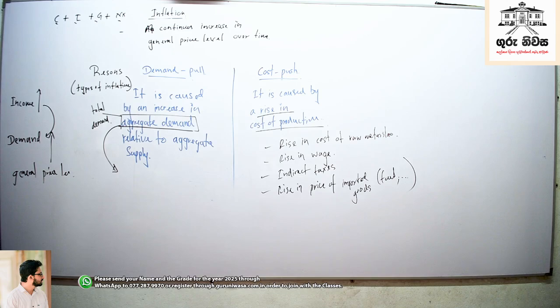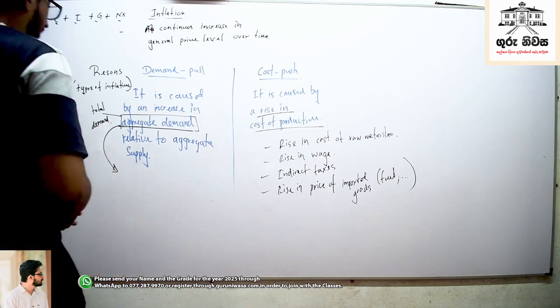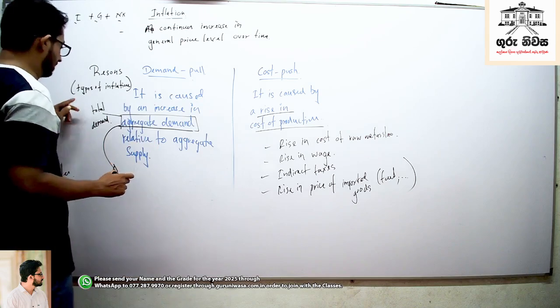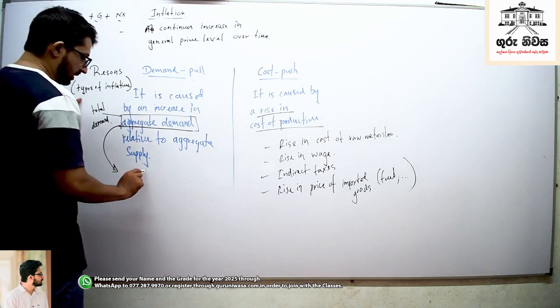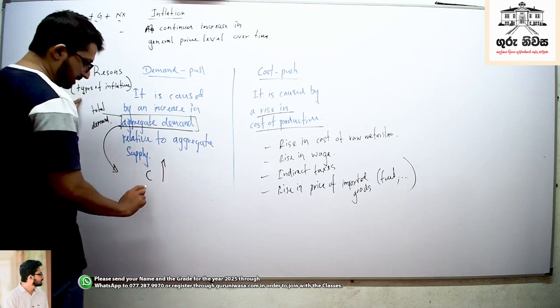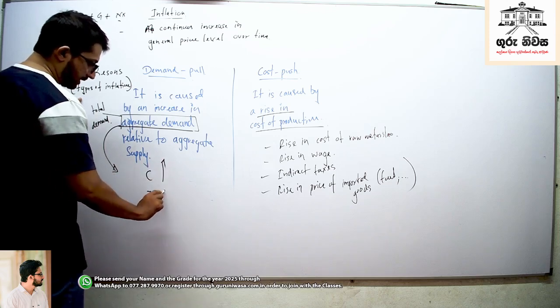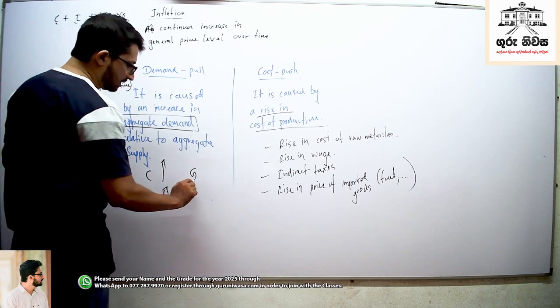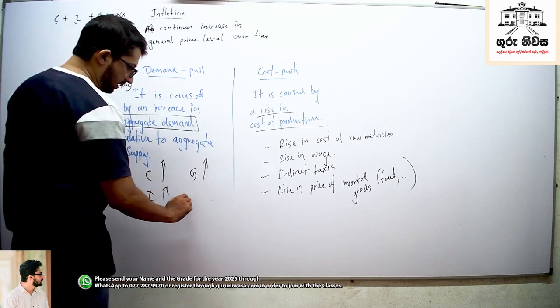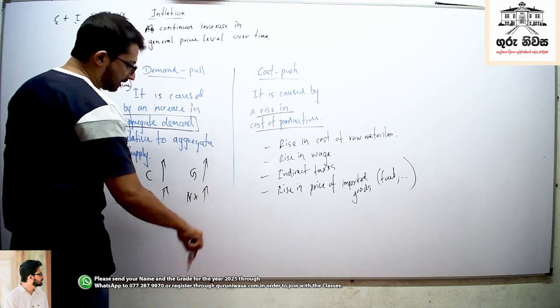Okay, sir. Then here we can say demand pull inflation is caused by four reasons. First one is increase in consumption expenditure, increase in investment expenditure, increase in government expenditure, and final one, increase in net export.